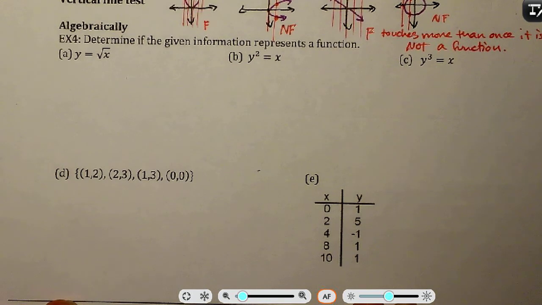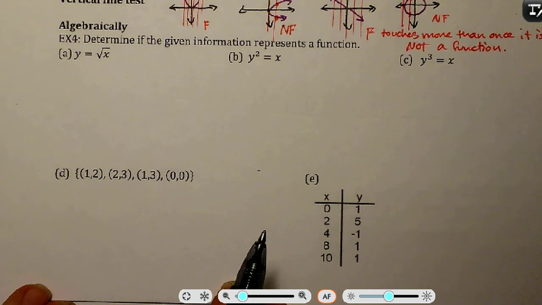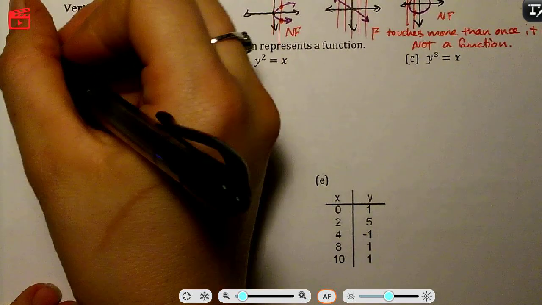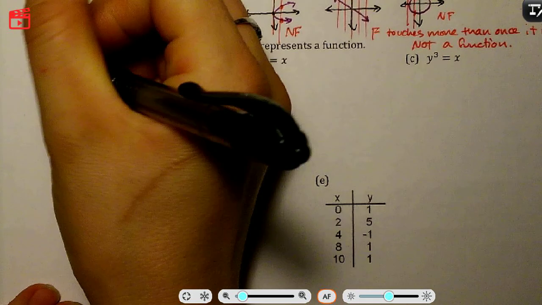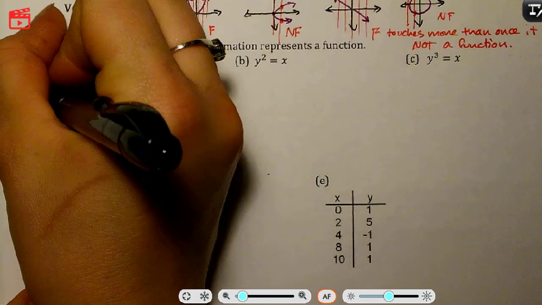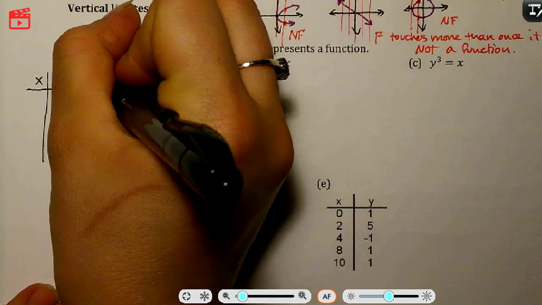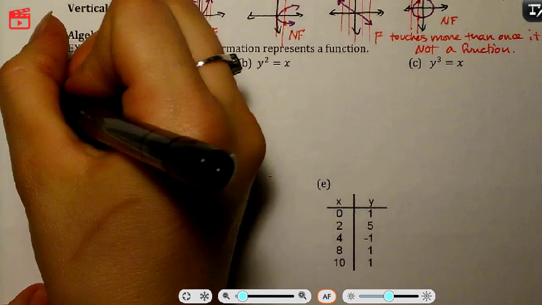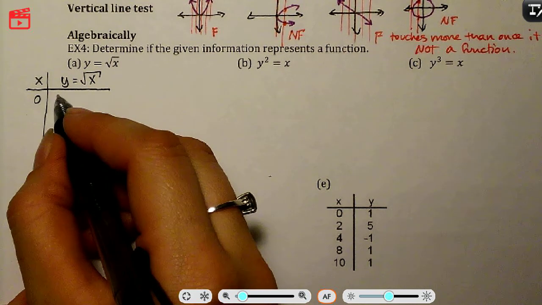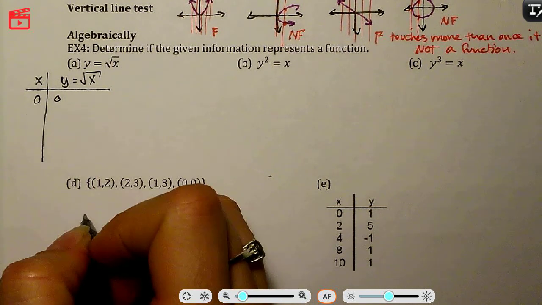So we're going to go ahead and determine if the given information from these represents a function. Okay, so we're going to determine it algebraically. What we do is, the main definition of a function is for each x value, there will only be one y value. So let's go ahead and pick some points to see if for each x value I pick, I will only get one y value. So let's pick an x value, 0. Square root of 0 is going to be 0. Yeah, that makes sense. For each x, there's one y.